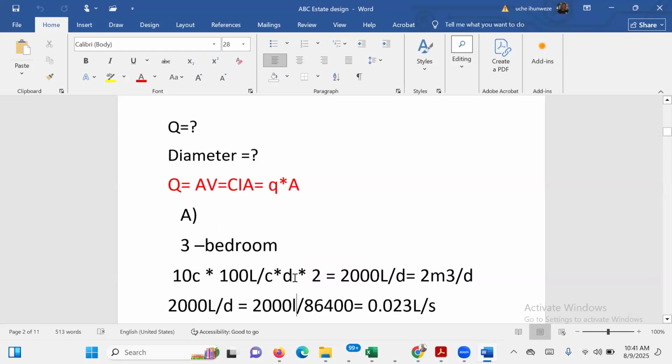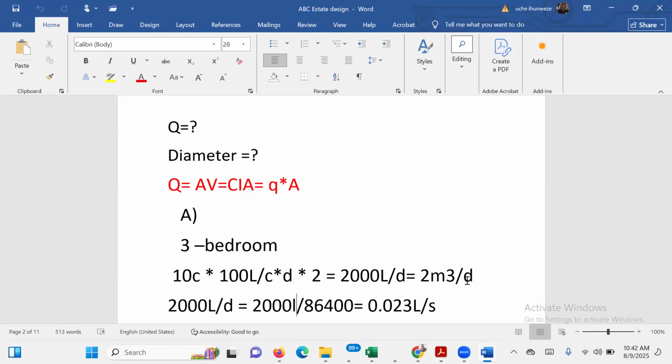So for this 3-bedroom, we say 10 persons per apartment. And we say each person will consume 100 liters per capita. And then the safety factor is 2. So automatically, for this 10-person apartment, what they need is 2,000 liters per day. Or since 1,000 liters is a meter cube, it means they need an average of 2 meter cube per day, after factoring in a safety factor of 2. So 2,000 liters is what a family of 10 needs per day.